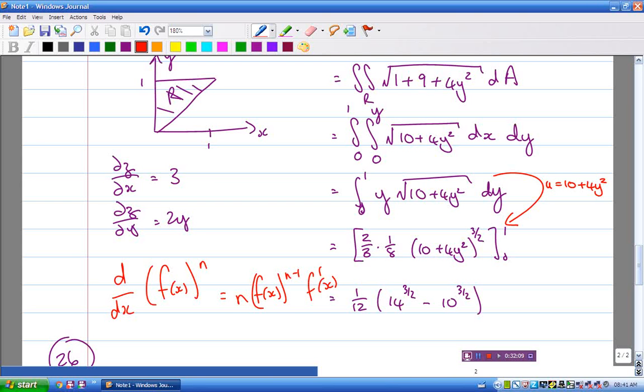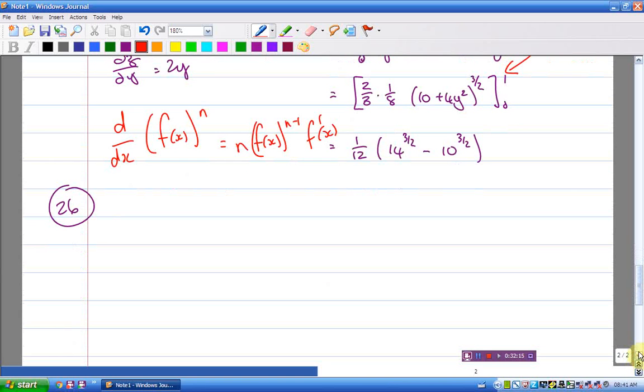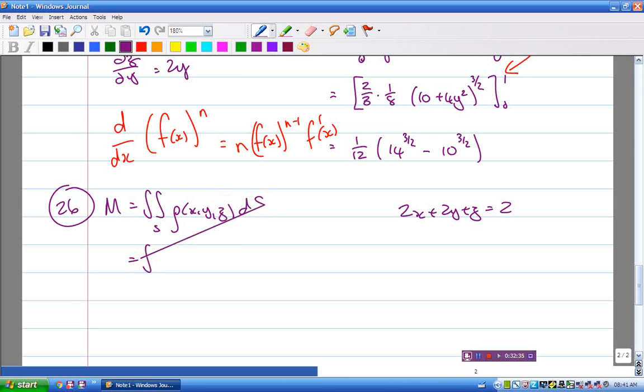Okay, I've got 4 minutes left. Exercise 26. Mass. Evaluate the mass of that part of the plane. Let's have a look. The plane is 2x plus 2y plus z equals 2, which lies in the first octant if the surface density is that thing. So mass is the integral over s of density ds integral, oh, come on now.